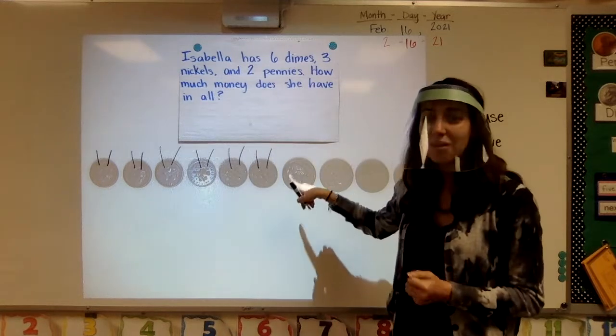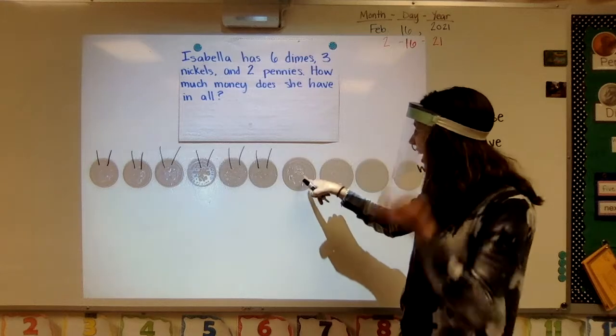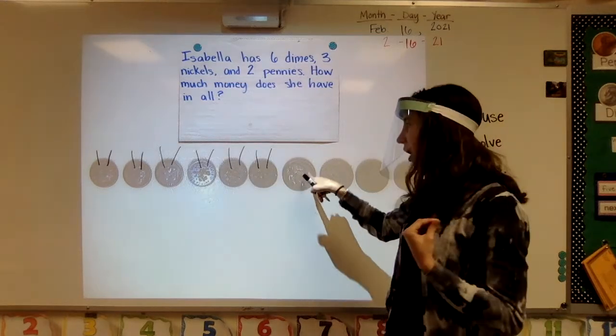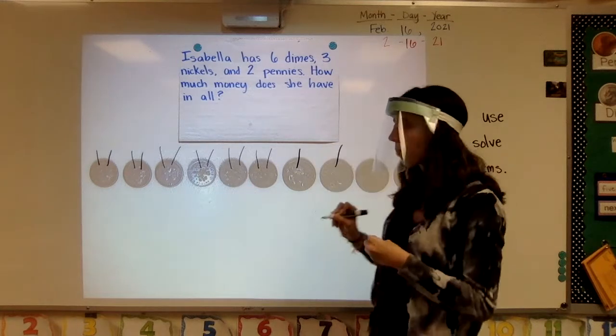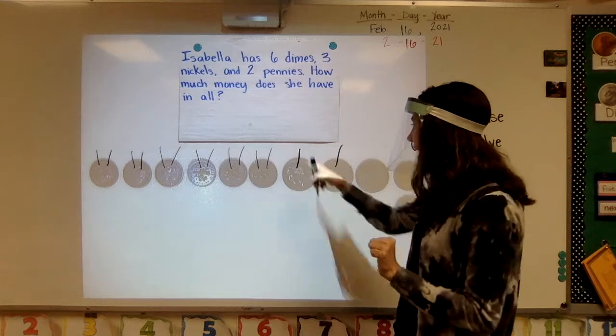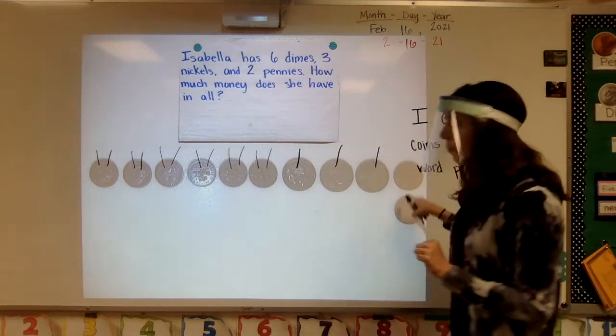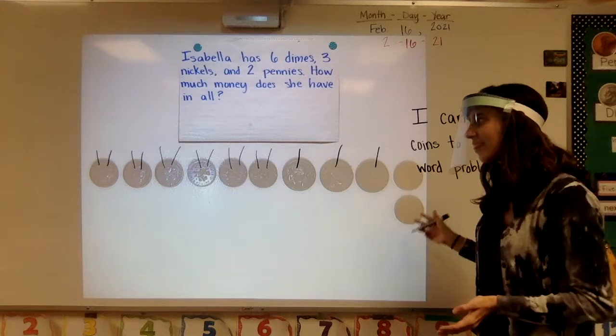And now I see my nickels. I can tell that these have a smooth edge. I can see the guy with the ponytail, Thomas Jefferson, on the front. And these just need 1 tick mark because a nickel is worth 5. That's 1 group of 5. And then for my pennies, I don't need any tick marks. I'll just count by 1s at the end.